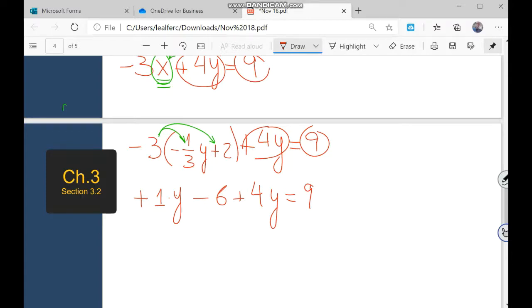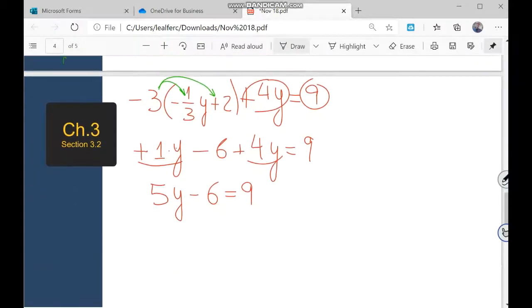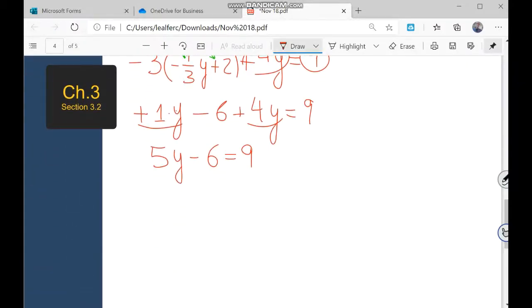The last thing that we're going to do for this step is combine like terms. We have 1y plus 4y. Those are like terms. You can write 5y minus 6 equals 9. Finally, we will work on step number 3. We finish here step number 2. This is the conclusion of step number 2. We found this: 5y minus 6 equals 9.